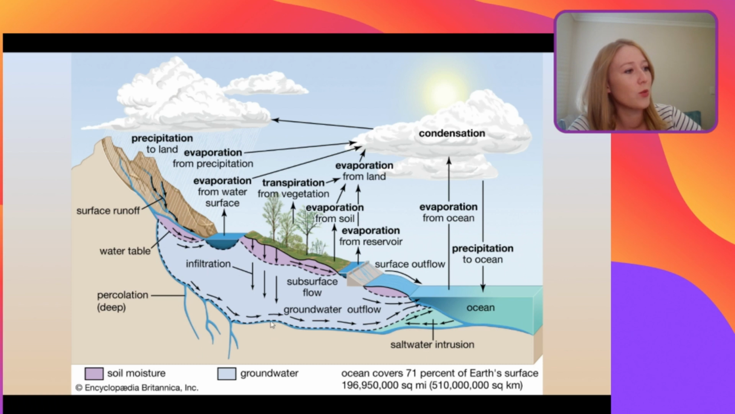Then we have groundwater flow, so it's under the ground and it moves along the drainage basin. That's an important one to know, the groundwater. And then the surface flow or the surface runoff is just anything that happens over the surface. So this is hopefully a basic little crash course of the water cycle.